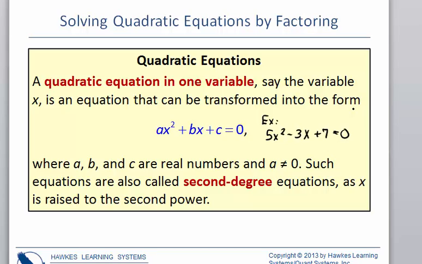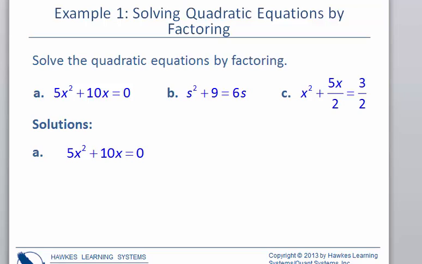So we're going to begin this section by discussing some methods that we can use to solve quadratic equations. The first method that we use is factoring. And so we're going to look at several examples of how to solve quadratic equations by factoring. So our first example is 5x squared plus 10x is equal to 0.